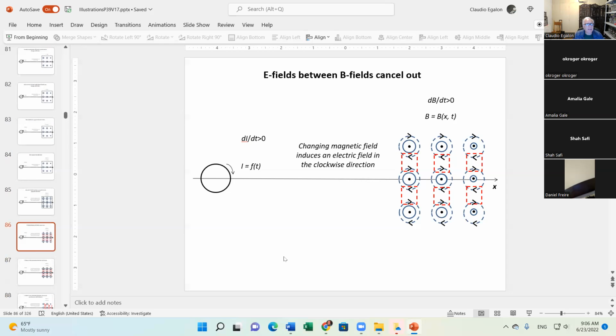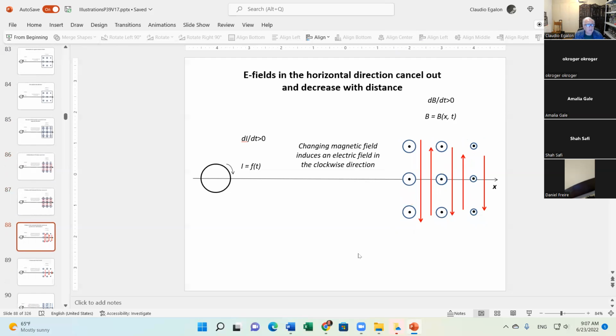But then we recognize that those electric fields here at the bottom cancel out. Because they are all at the same distance from the source, the magnitude of this field is going to be the same as the magnitude of this electric field. Consequently, it's going to completely cancel out. Here's the electric field circulating, right? But only the horizontal electric field is canceling out, not necessarily the vertical ones, which leads to this drawing here.